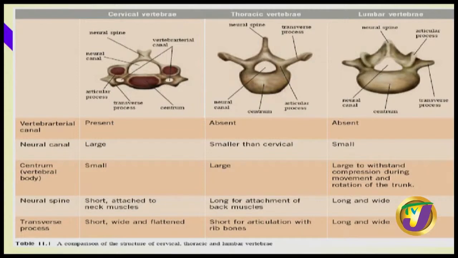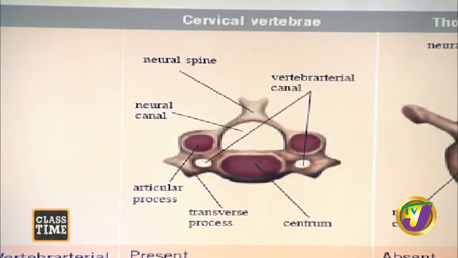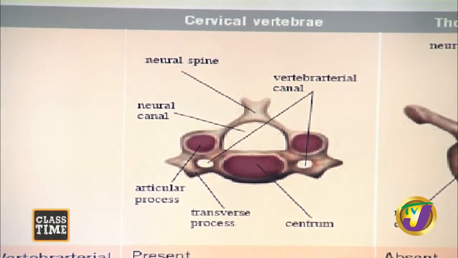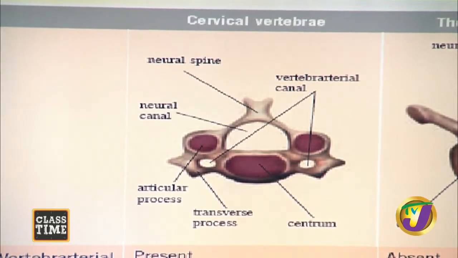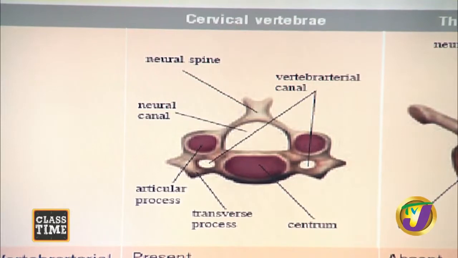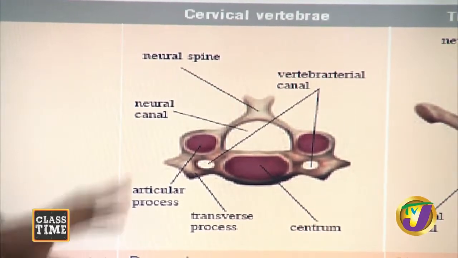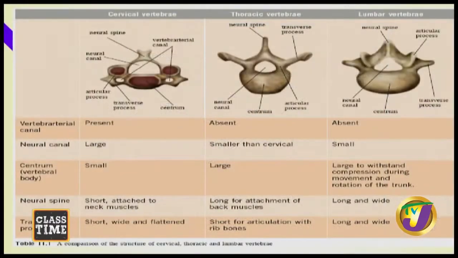Now, for the cervical vertebrae, I forgot to mention the first two, C1 and C2. They are unique in the way they are shaped. The first one is called the atlas and the second is called the axis, and they allow you to shake your head and nod your head, forming the pivot joint. But for the cervical, for the most part, this is what it looks like, apart from the axis and the atlas, which are the first two vertebrae.